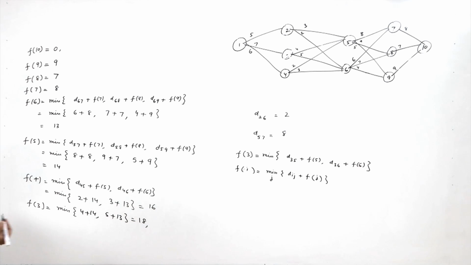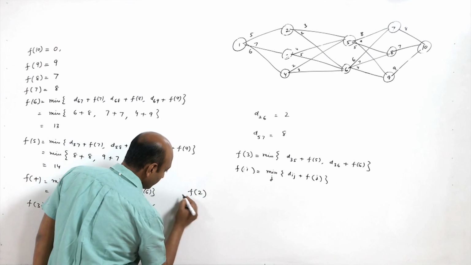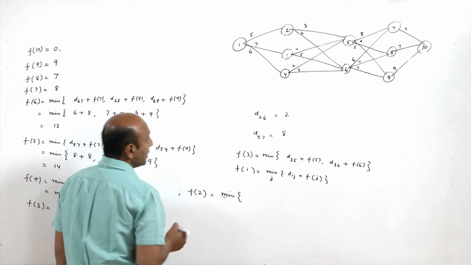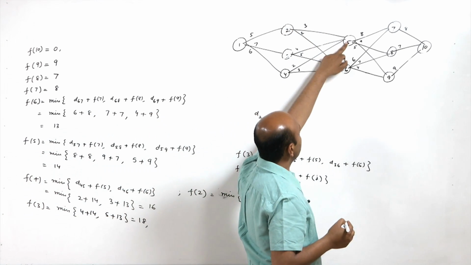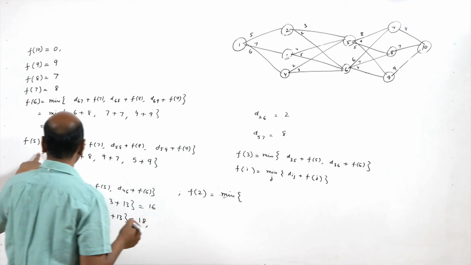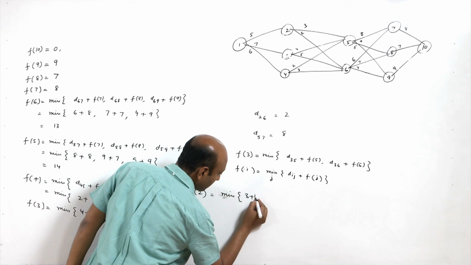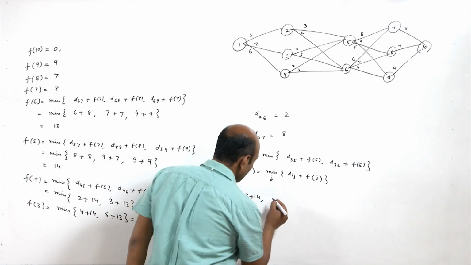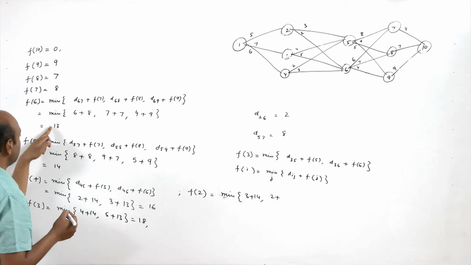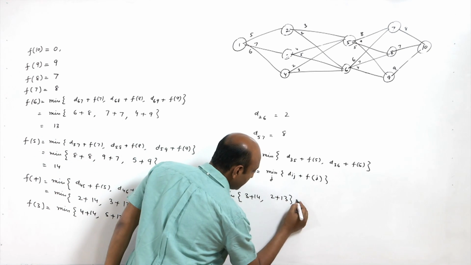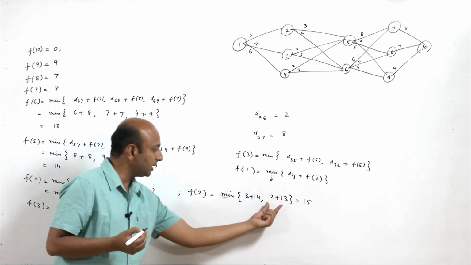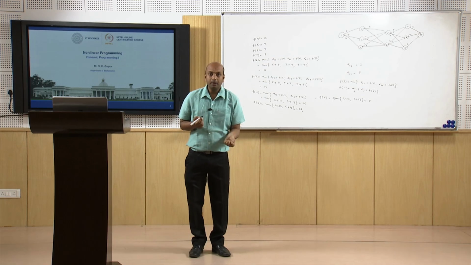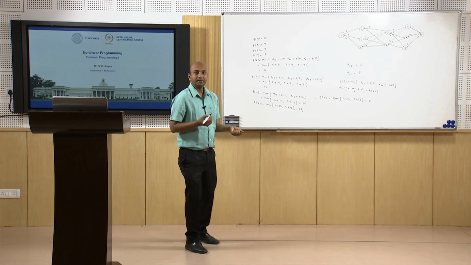Now, what is F2? F2 will be equal to the minimum of 3 plus F5, F5 is 14, so 3 plus 14, and then 2 plus F6. 2 plus F6 is 13, so it is 13. So the minimum is 15. That means from node 2 to node 10, the minimum path length is 15 units.